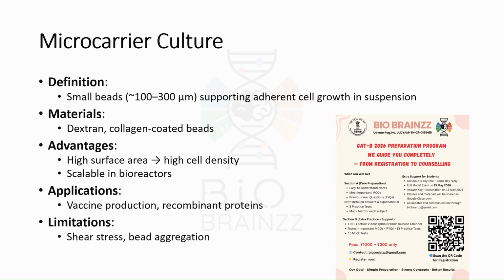Microcarriers are small beads that allow adherent cells to grow in suspension. This helps in increasing the surface area, which leads to higher cell density. Materials like dextran and collagen are commonly used to make these beads. This method is useful for large-scale production such as vaccines and recombinant proteins. However, problems like shear stress and bead aggregation can affect cell growth, so proper control is required.